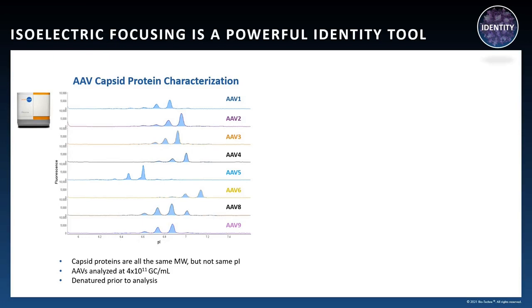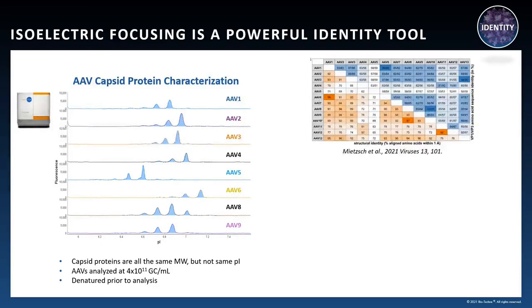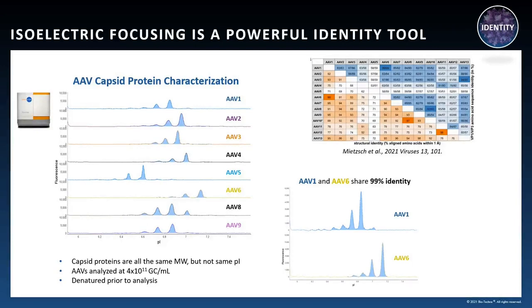These data are quite interesting given the similarity between serotypes. While most of the AAVs exhibit a similar profile, there are certainly some intriguing serotypes to call out. First, AAV5 is the most acidic in the method, and AAV6 is the most basic. If we look at the table on the right, AAV1 and AAV6 are 99% identical. If we look at just those 2 serotypes, we can see the difference by IEF.